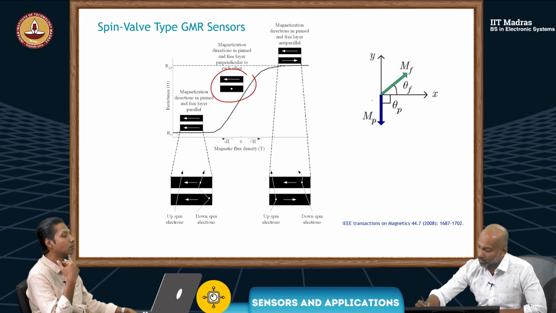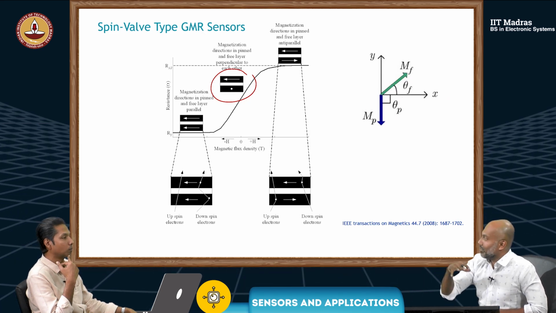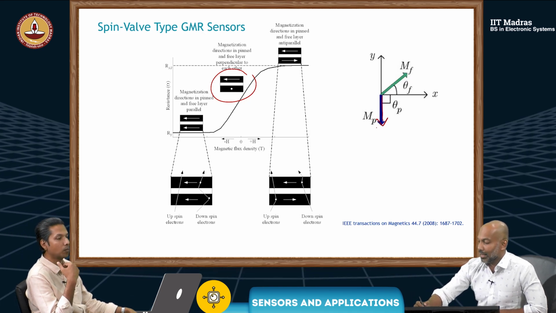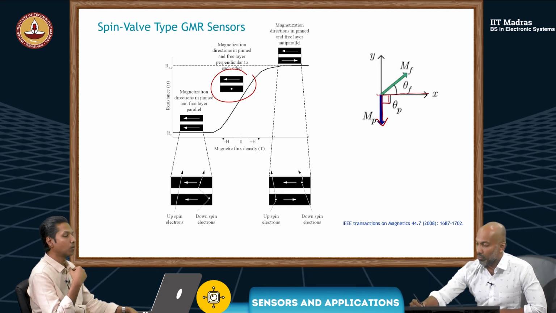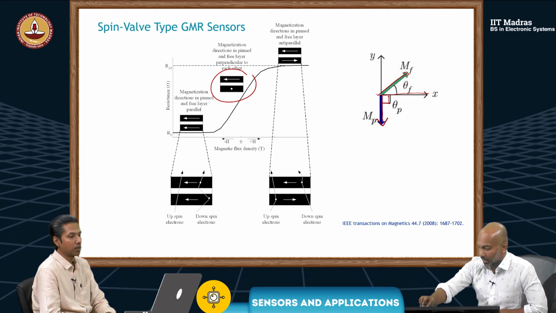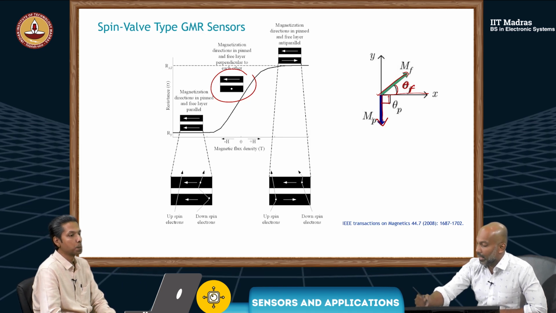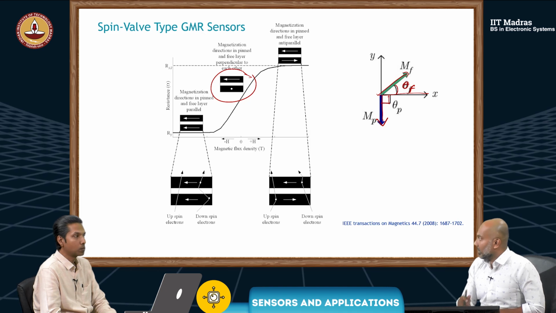If you look at this X and Y, and look at the stack from the top and can see through, then your pin layer will be in this direction, 90 degrees to X, and your free layer is free to move in that way. There's an angle called theta F between the free layer and the pin layer. But initially, it's pinned perpendicularly.